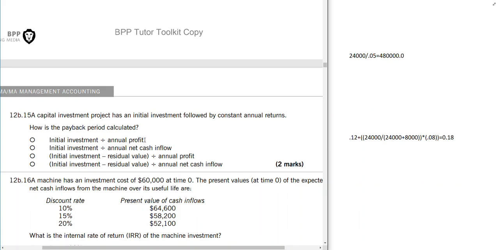Profit, remember, when you study a relevant topic, you see that some of the things that are included in profits are not relevant. So we use the term cash flows instead of profits. Initial investment divided by annual net cash inflows. Yes. So whatever we have invested, divided by cash flow. So we don't minus any residual values. So B is correct here.